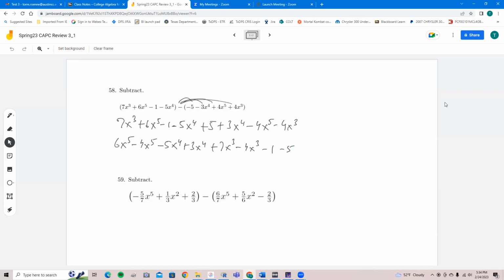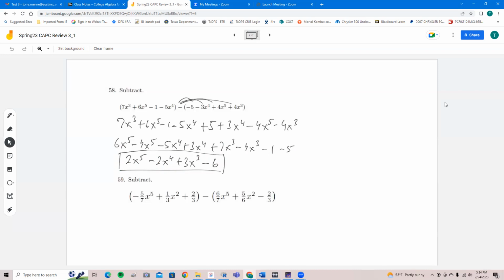All right, now we'll just add and subtract the coefficients, carry the variables. So I have 6 minus 4, that's 2x to the fifth, negative 5 and 3, that's negative 2x to the fourth. 7 minus 4, that's positive 3x to the third, and negative 1 minus 5 is negative 6. No sweat.